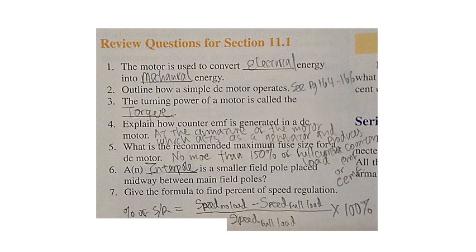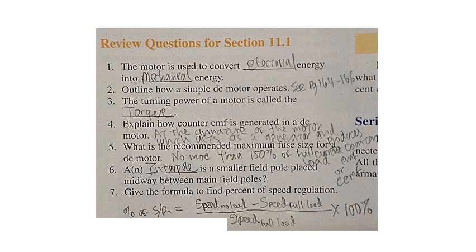Number 3, the turning power of a motor is called the blank, and the answer is torque. Number 4, explain how counter EMF is generated in a DC motor. The answer is at the armature of the motor, which acts as a generator, and it produces a counter EMF, or CEMF. And that is the location where the counter EMF is generated. However, how this is generated is a bit more complicated.